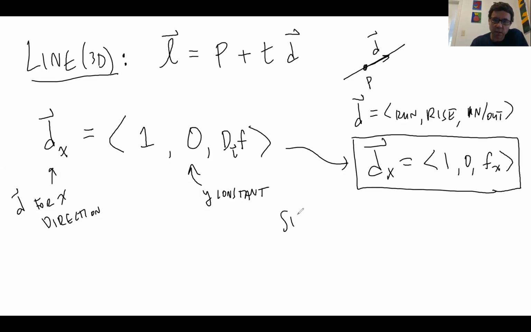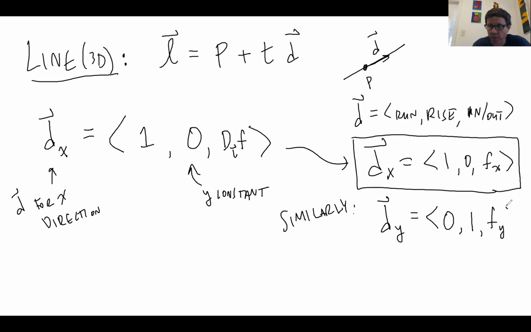Similarly, we get the direction vector for the y direction. Well, maybe this is not too surprising. X will be constant, so there will be no run in my slope or my direction vector. So it will all be in y and z. And the point is, every time y changes by 1, your z changes by whatever the y derivative is for your function. So it's the directional derivative in the j direction.